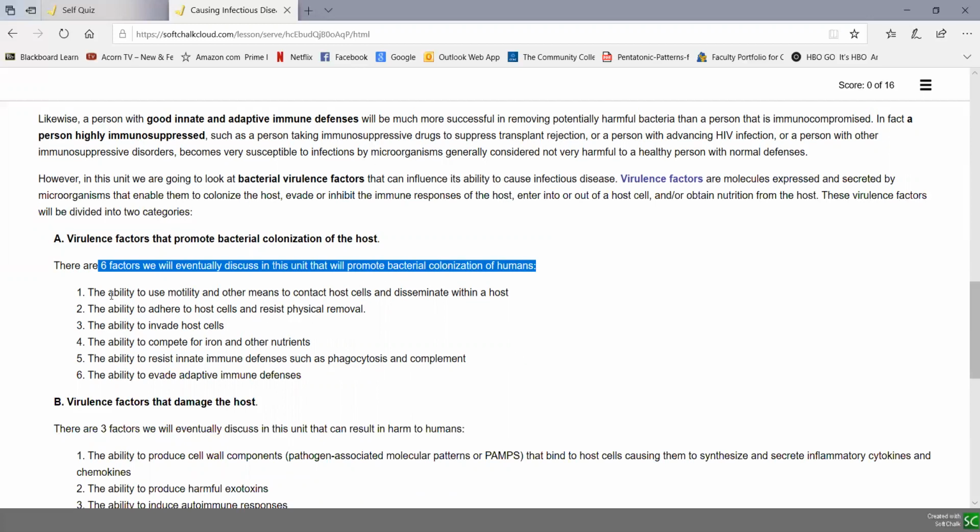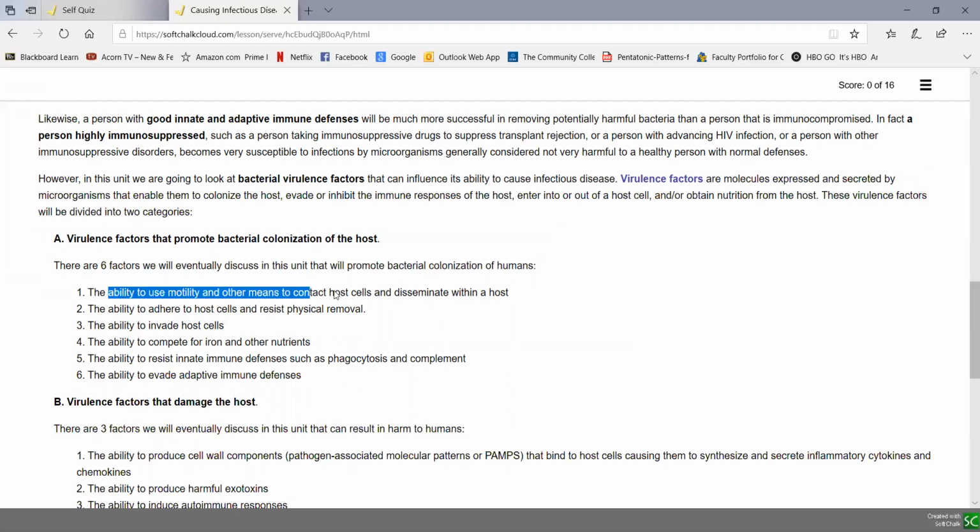One is the ability to use motility and other means to contact host cells or disseminate within the host. Another is the ability to adhere to host cells and resist physical removal. We're going to look at the ability to invade host cells. Most bacteria don't invade cells, but some do, whereas of course all viruses invade cells. The ability to compete for iron and other nutrients.